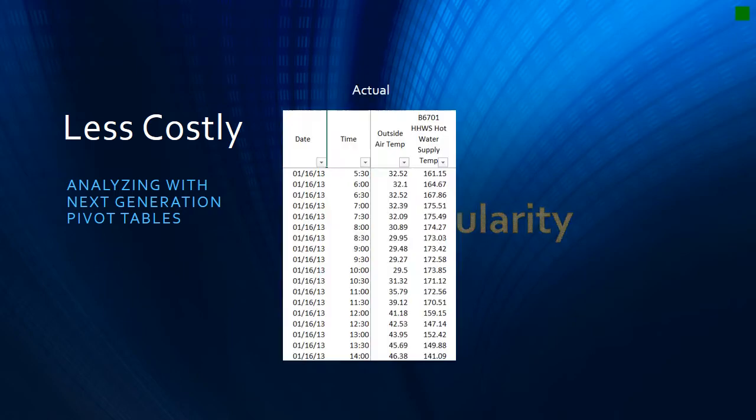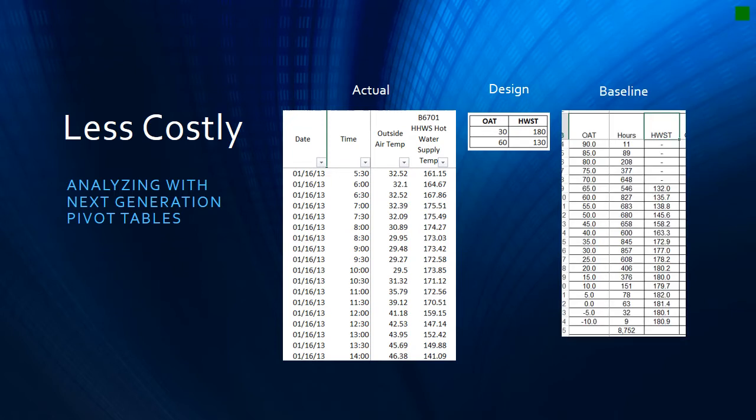Trends may be every 30 minutes, design data may be a matrix of 4 points representing a reset strategy, for example, and the baseline may be a bin table of outside air and hot water supply temperatures. These differences can make comparisons more challenging and time-consuming than they first seem.